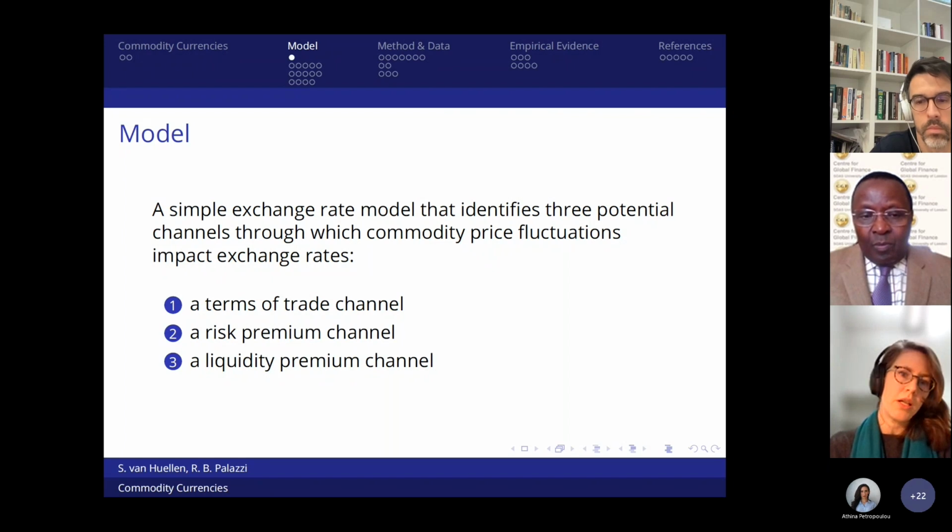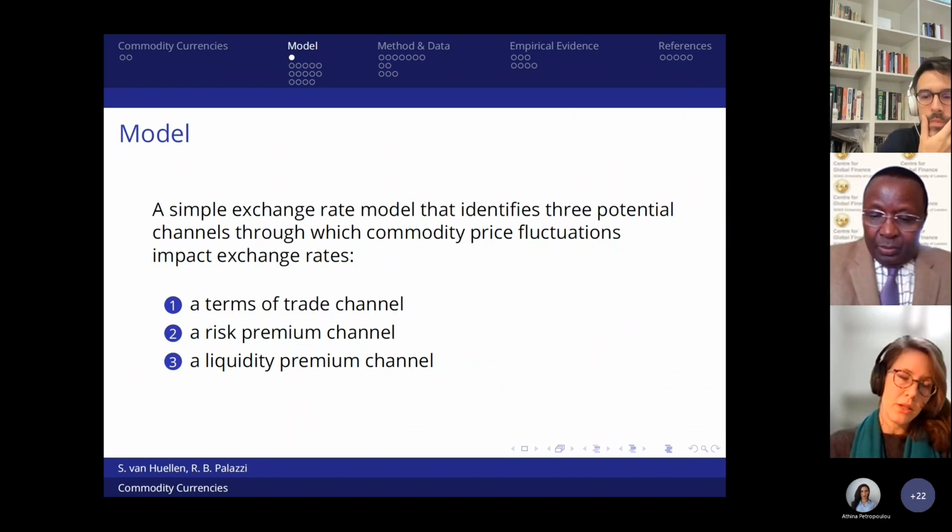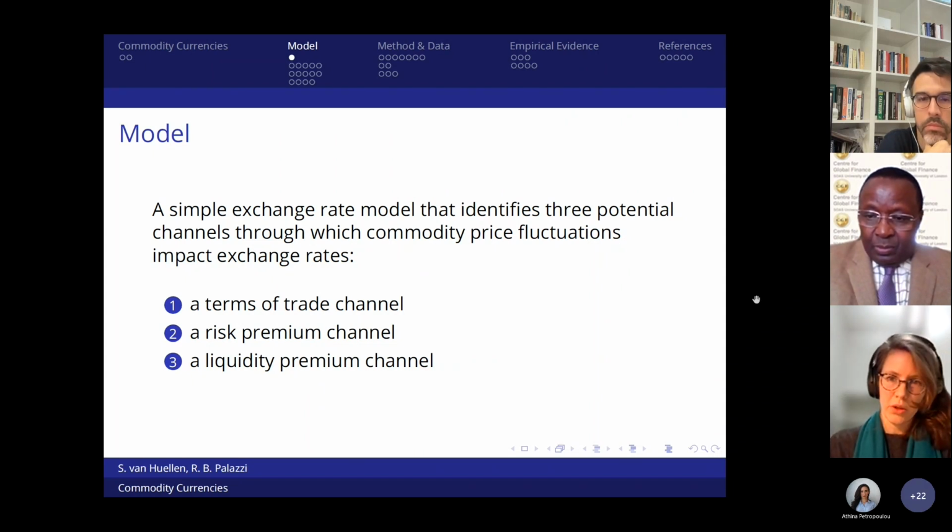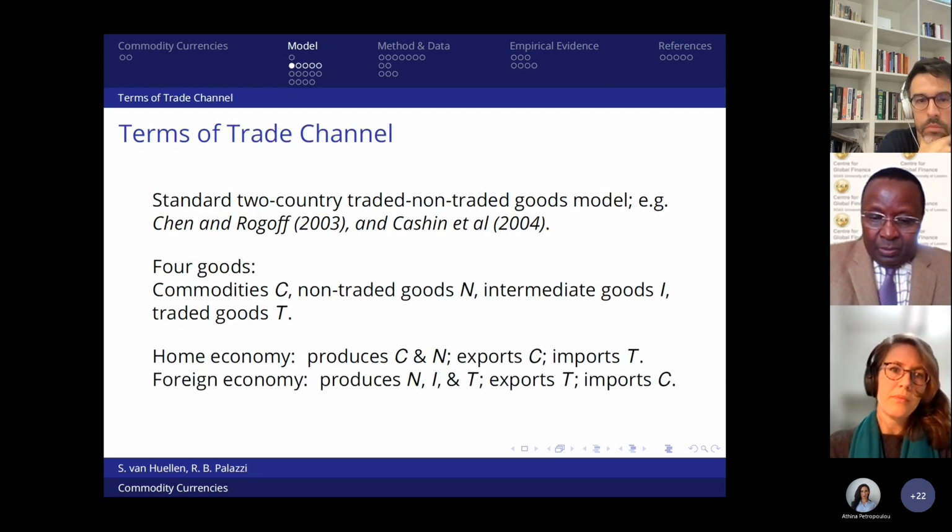Some of the discussion of the liquidity premium comes from the post-Keynesian literature on exchange rates and currency hierarchies, which is extremely important if you want to understand the behavior of exchange rates in an emerging markets or developing country context. So that's what motivates the last channel.